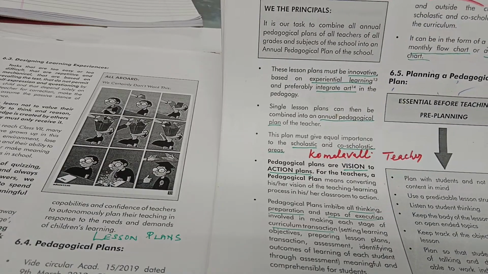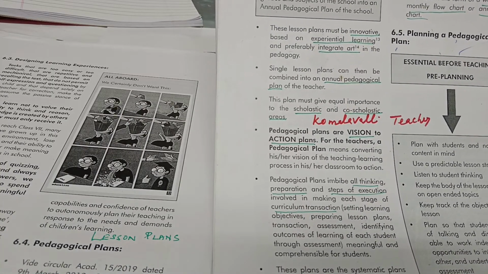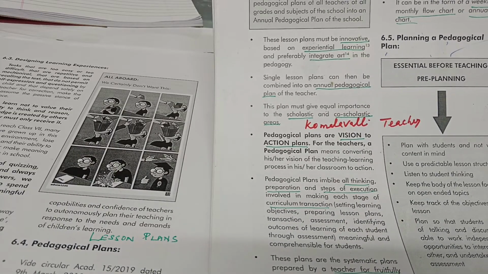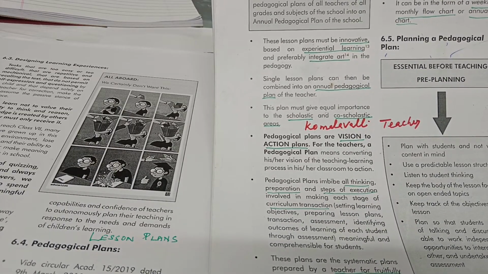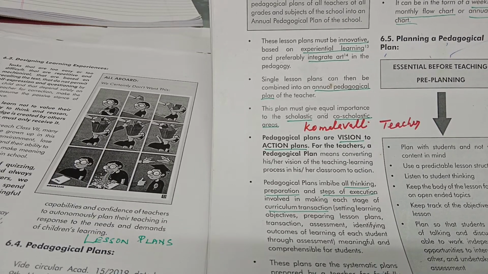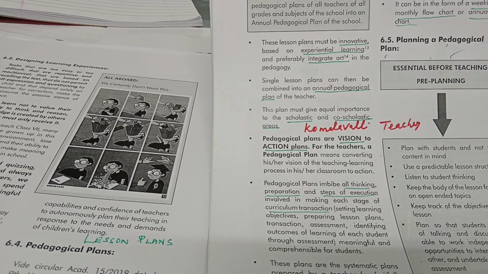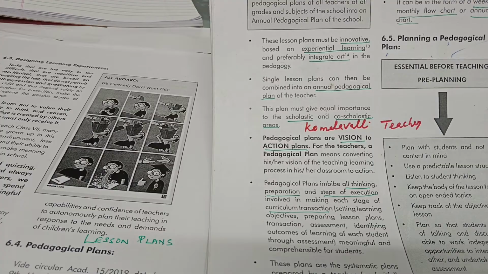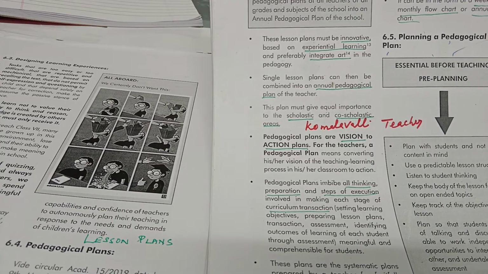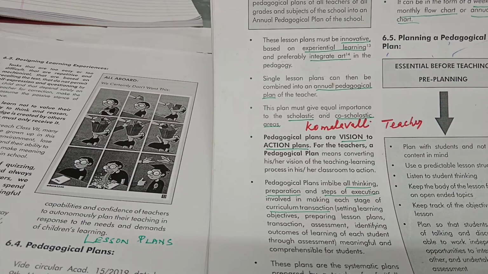This plan must give equal importance to scholastic and co-scholastic areas. And we know that now, according to the National Curriculum Framework, there should not be any difference between scholastic and co-scholastic areas. They are together. In the coming National Credit Framework, the marking system we have seen is that co-scholastic and scholastic will go together. There is no compartmentalization. Earlier it was different. Now it is not so.